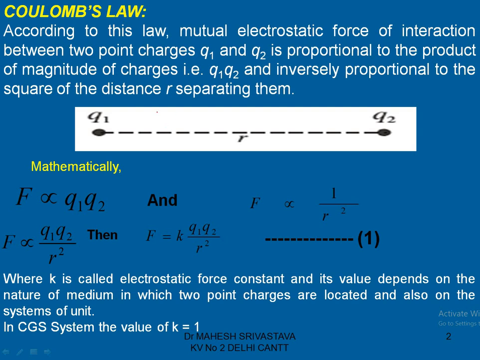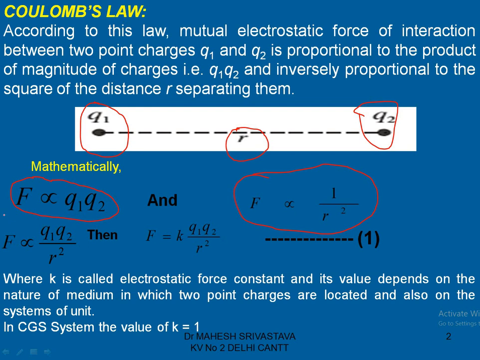So here you see that we are taking two point charges, say Q1 and Q2, separated by distance small r. So mathematically how we can write, as per the definition of Coulomb's law, F is directly proportional to the product of the magnitude of charges, that is F directly proportional to Q1 Q2, and inversely proportional to the square of the distance between them, that is F inversely proportional to r square.